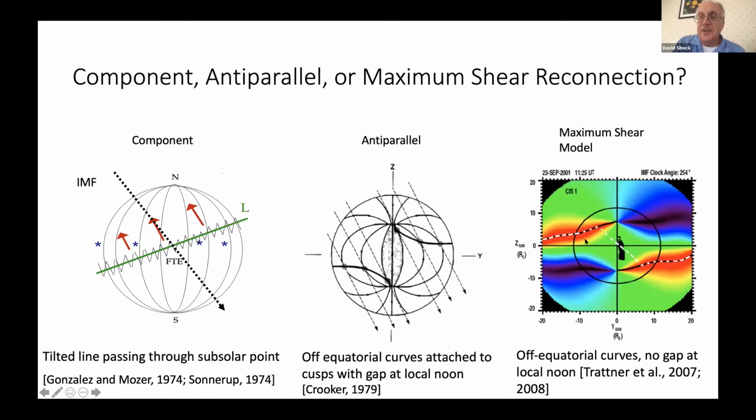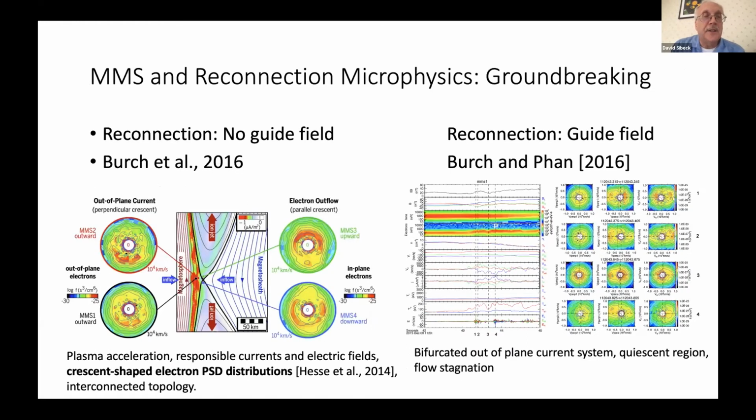There's some regions where the fields are anti-parallel, maximum shear. They're also connected by a line passing through local nodes. So maybe everybody had something a little bit right. This model has been advocated very successfully by Karl-Heinz Trattner at numerous GEM meetings. We cannot omit to mention the pioneering work that MMS is doing on reconnection microphysics with a guide field and without a guide field, looking at the acceleration that occurs, the currents, fields, the types of electron phase-space density distributions that occur. Very detailed work helping us to understand this microphysics process which governs the overall interaction.